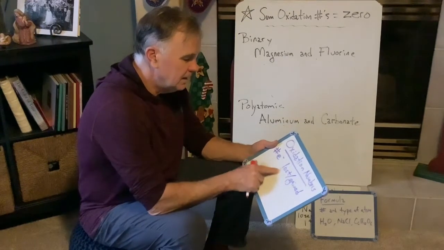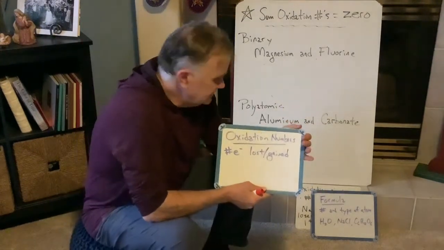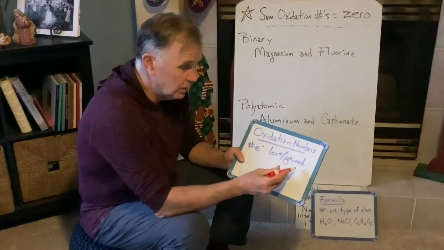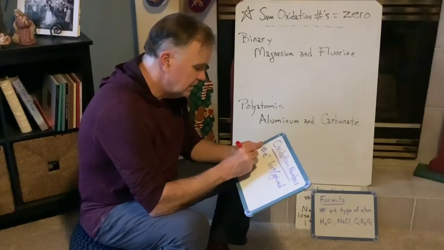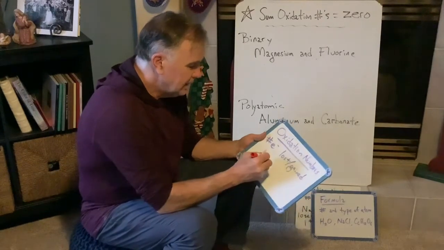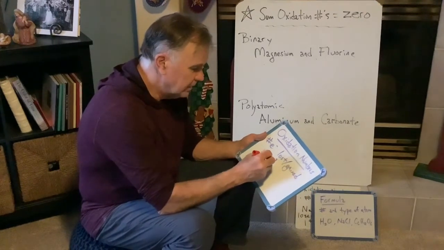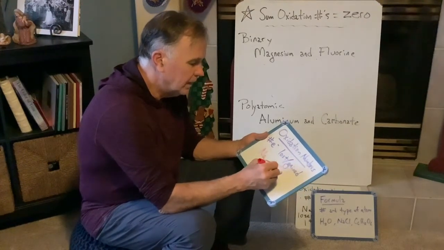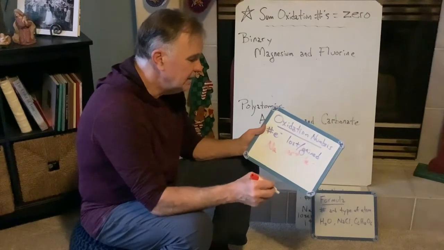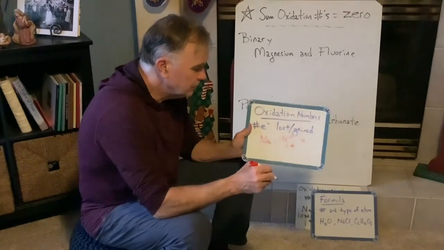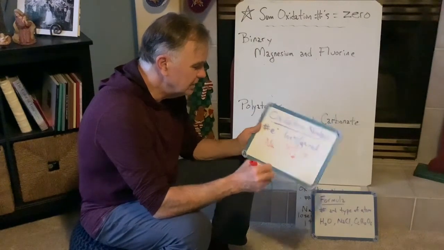Now that brings on the concept of oxidation numbers. The oxidation number is the number of electrons lost or gained. In sodium's case, we have Na. It lost one electron, so we say its oxidation number is 1 plus, because it's got that 1 plus charge.